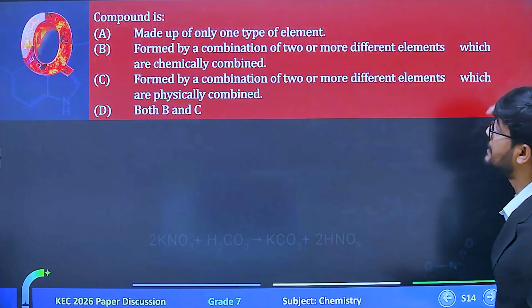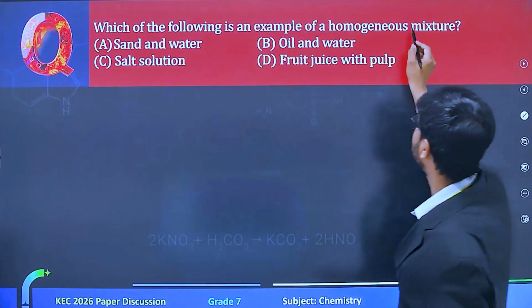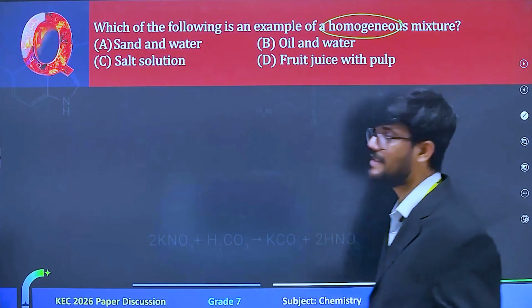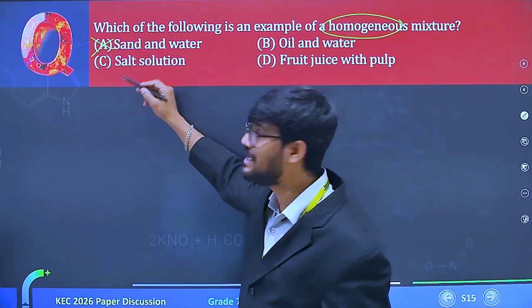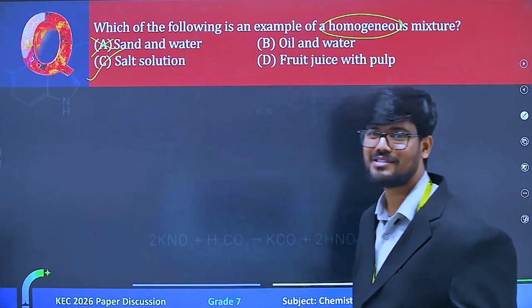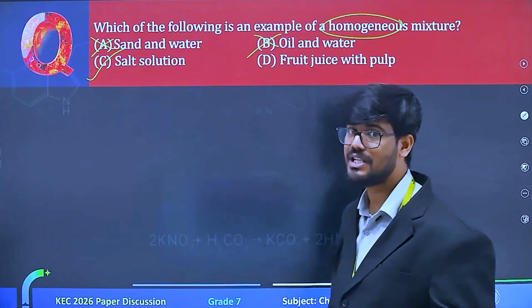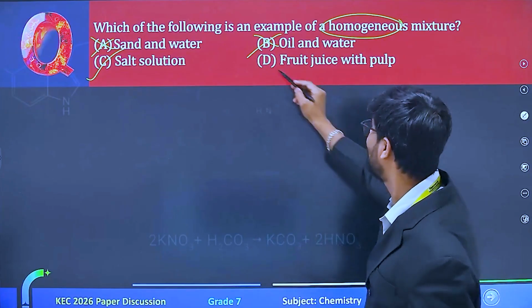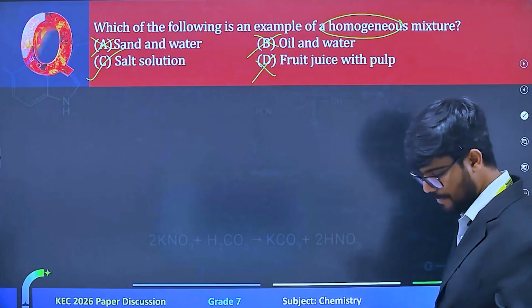Next, this one. Which of the following is an example of a homogeneous mixture? Very easy example. Sand and water, no, heterogeneous. Salt solution, yes, homogeneous, we discussed it a thousand times, right? Oil and water, heterogeneous. Fruit juice with pulp, heterogeneous. So option C will be the correct answer.